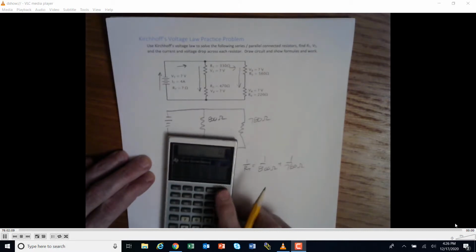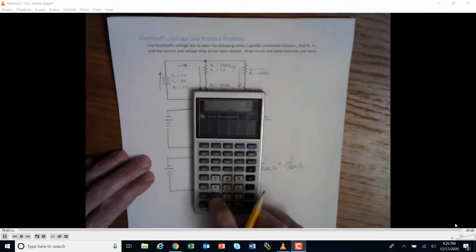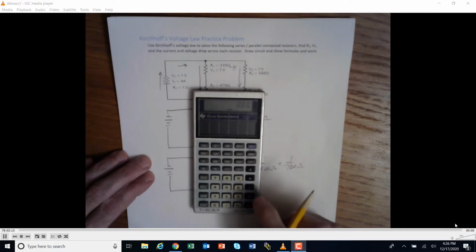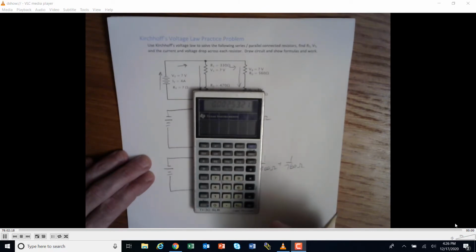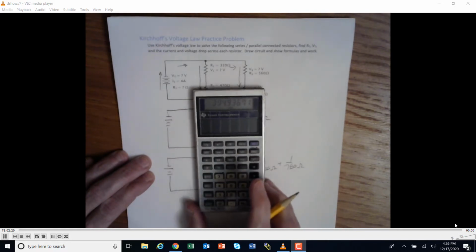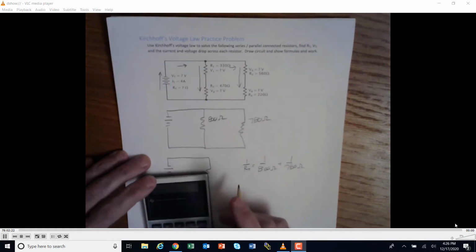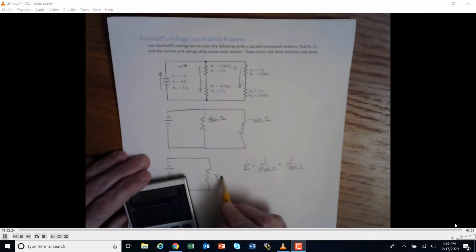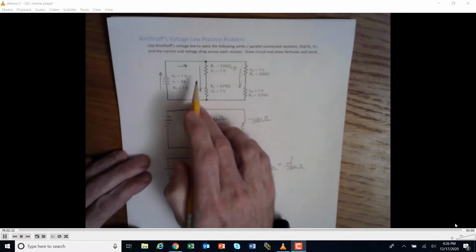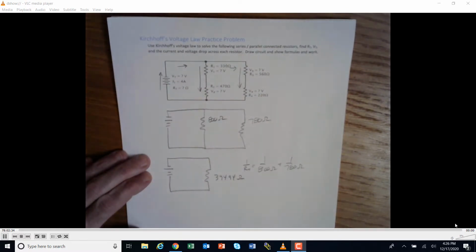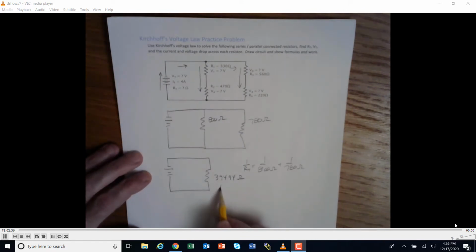And so the way that I did that in the calculator is I took 1 divided by 800 plus 1 divided by 780 equals, and then I had to hit the 1 over x right there. And that gave us the 394.94 ohms right here. Okay, so we were still doing Kirchhoff's, we still had to do that reduction to our total right here to get that.